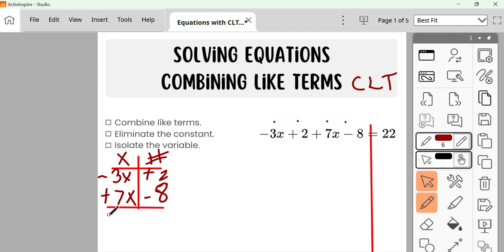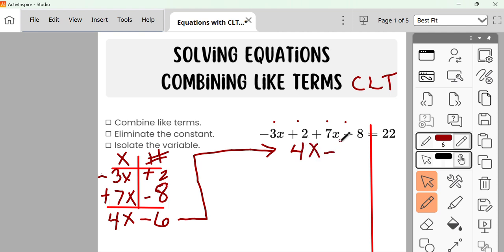Negative 3 plus 7 leaves you with 4x. And positive 2 minus 8 leaves you with negative 6. So we have combined these like terms, and now you move that over here. So all we're doing is putting everything together so that we can start solving our equation. Now remember, if you're distributing or combining like terms, that happens on one side of the equal sign if it's an equation. You don't ever involve the other side of that equal sign, the 22. We're going to start using this as we begin to solve.